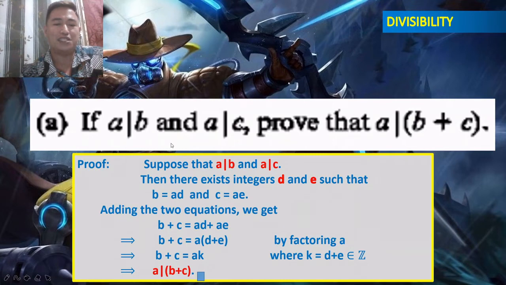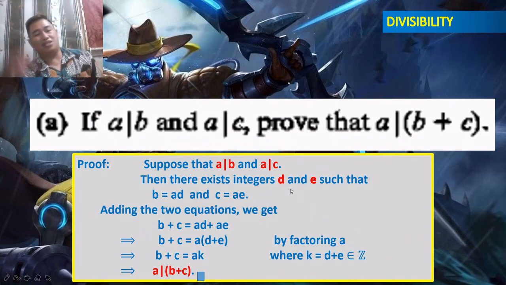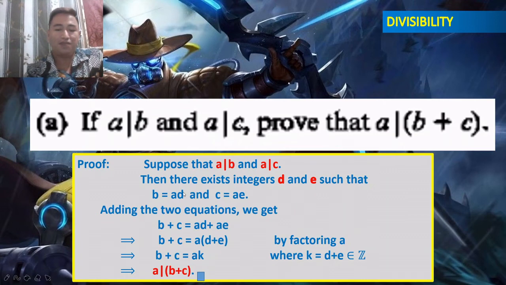If A divides B and A divides C, prove that A divides the sum B plus C. Suppose that A divides B and A divides C. Then there exist integers D and E such that B is equal to AD and C is equal to AE. Then, B is equal to AD and C equals AE for some integers D and E.